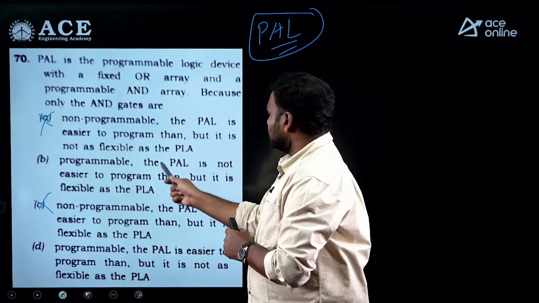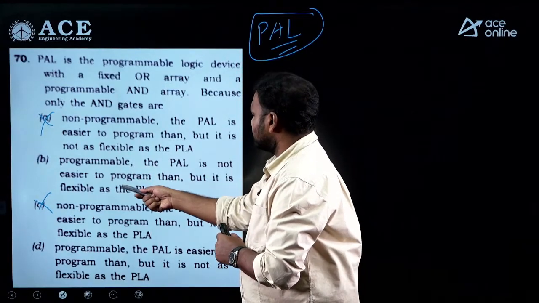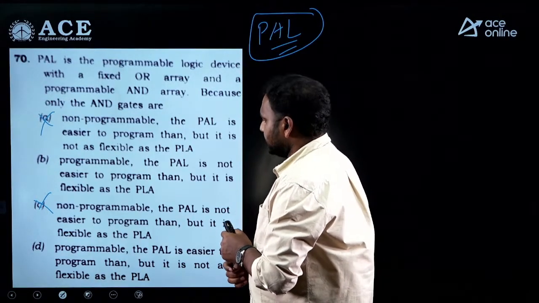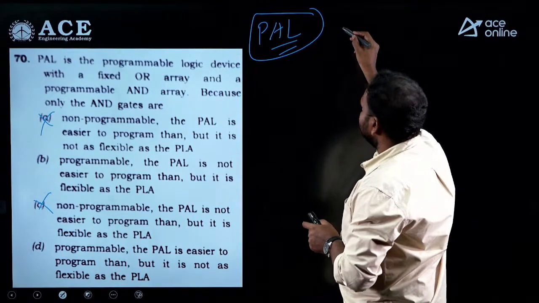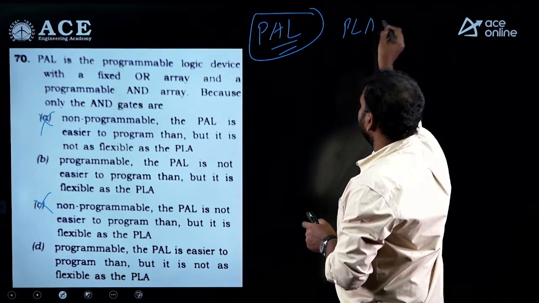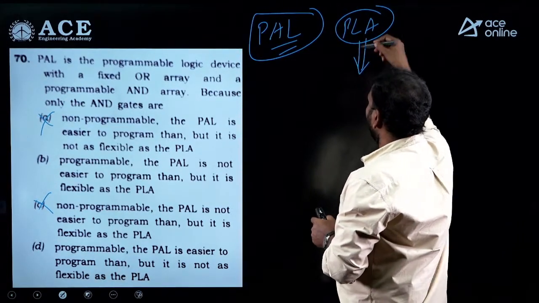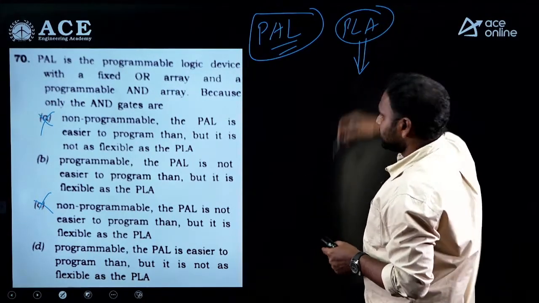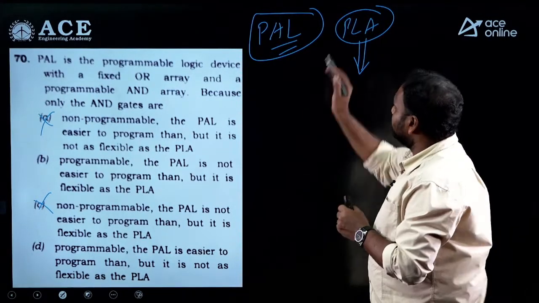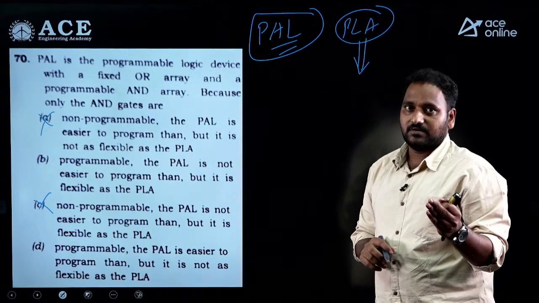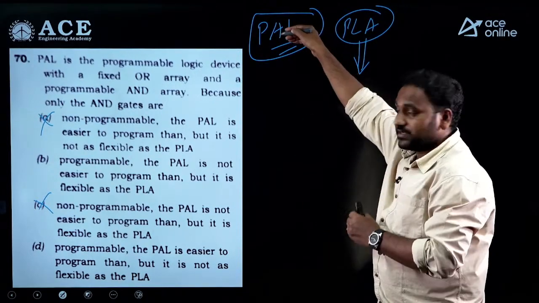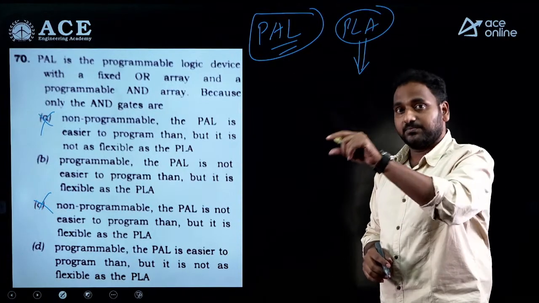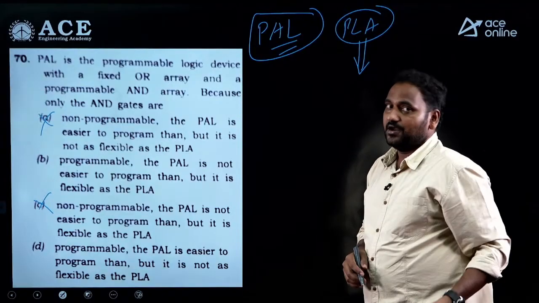AND programmable, the PAL is not easier to program, but it is flexible as a PLA. Actually, as compared to PLA and PAL, in PLA both AND as well as OR are programmable. That's why PLA is more flexible. As compared to PAL, PLA is more flexible from the flexibility point of view. PAL may be easy to design, but flexibility wise PLA is flexible because we can program AND gates as well as OR gates, okay.